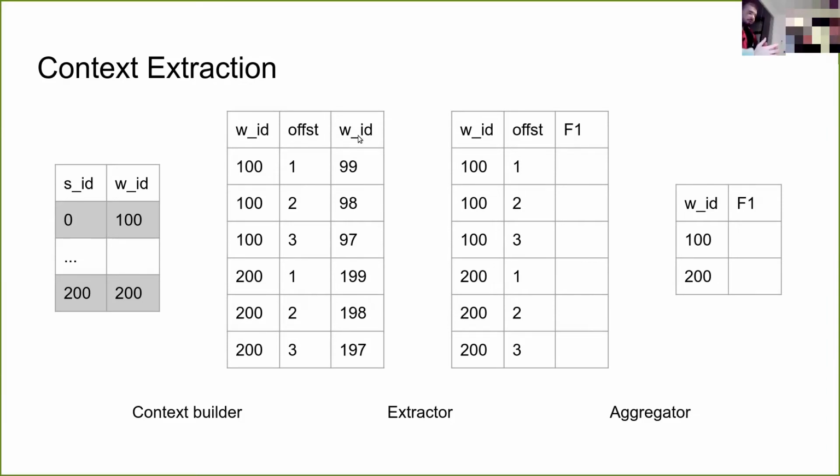So if we just look towards the left, then this table is quite easy to generate, right? So for the word with ID 100, these offsets are going to be computed. I mean, of course, it also matters where the sentence begins, but generally it's not a hard task to compute such a table.